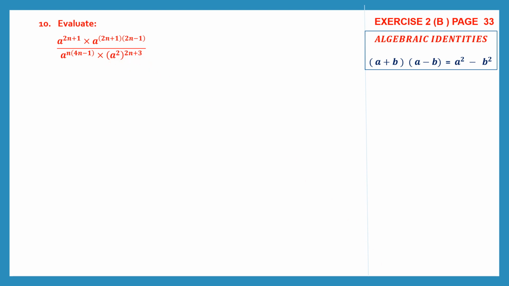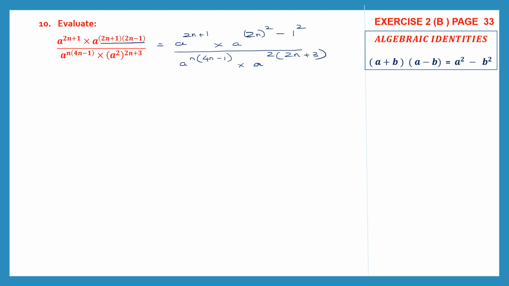So let's begin. The first thing is a to the power of 2n plus 1. The first one we write as it is, into a to the power of 2n plus 1 into 2n minus 1. We are applying the algebraic identity and writing a square minus b square, that is 2n the whole square, that will be a, and b is 1 square. So in the denominator, what do we have? A to the power of n into 4n minus 1, into a to the power of 2 into 2n plus 3.